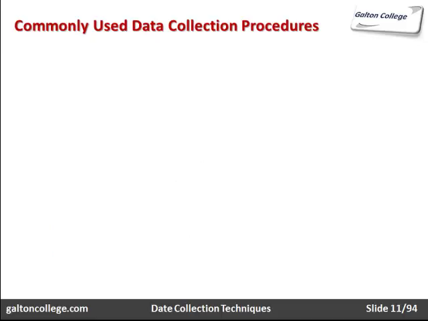So let's look at some commonly used procedures for data collection. Well, the first one is we can collect data from an experiment. The natural sciences are very good at this, physics and biology and so on. It's not so much done in business. We don't experiment so much, but for completeness it is a way of collecting data, so it deserves a mention.